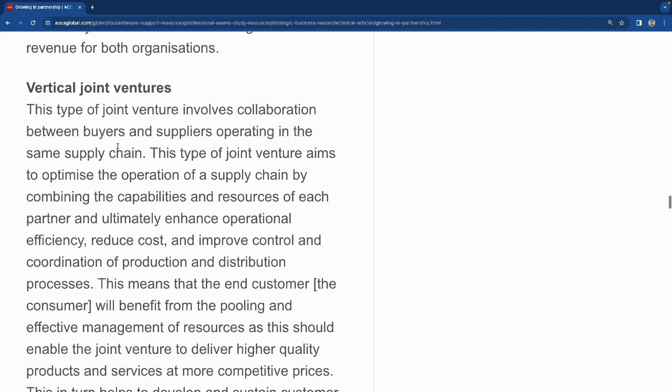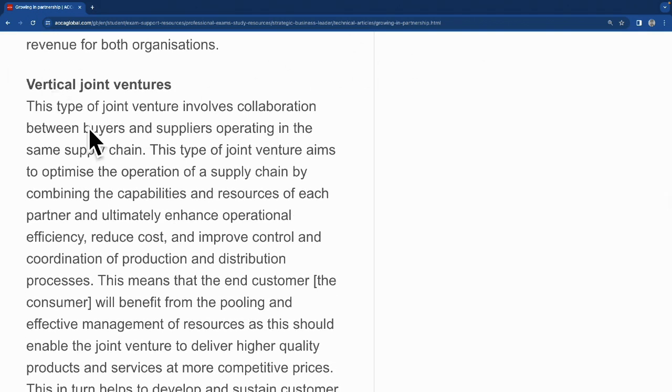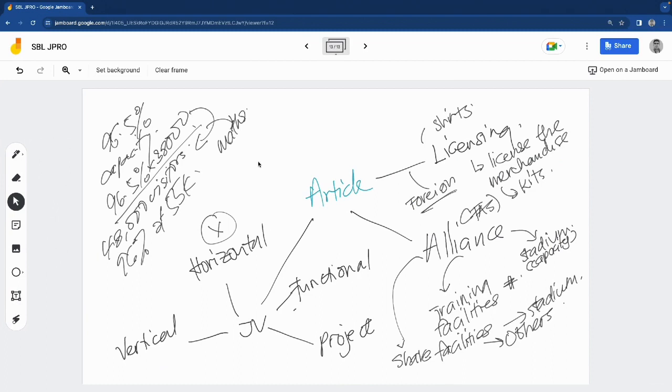The other one you have here is vertical JV. You might JV with a buyer and supplier operating in the same chain. Now, in this case, it is possible for them to JV with a manufacturer or an online seller, or a retail shop, retail chain. So it is possible to create a retail chain, or it's possible to get a JV with a manufacturer to cut down costs, or you could do it with an online seller. So both ways are possible.